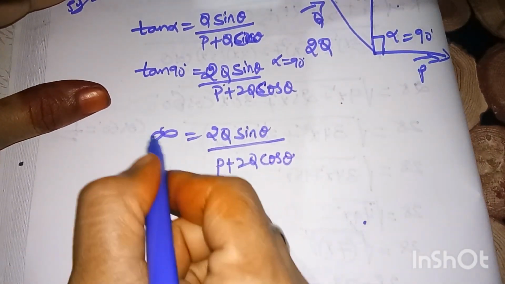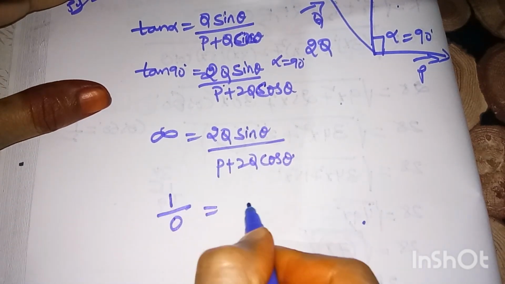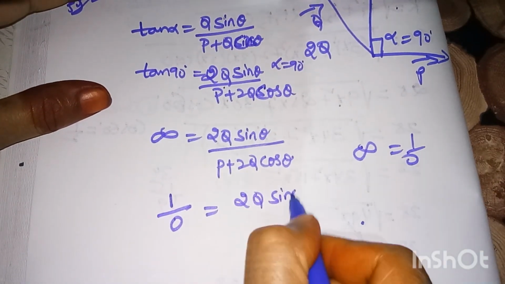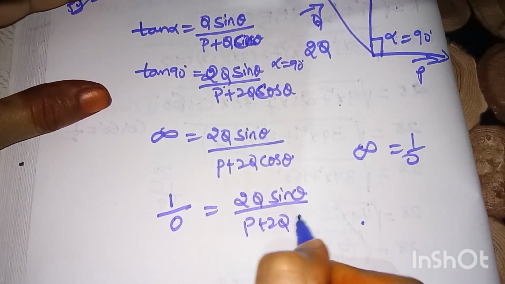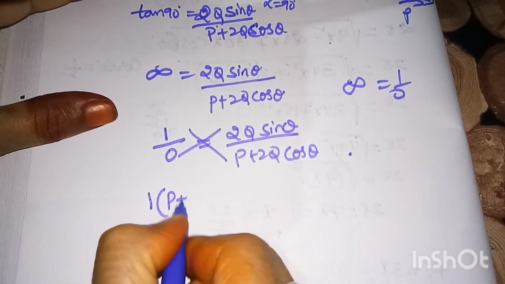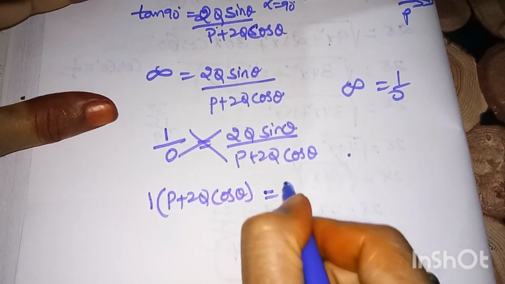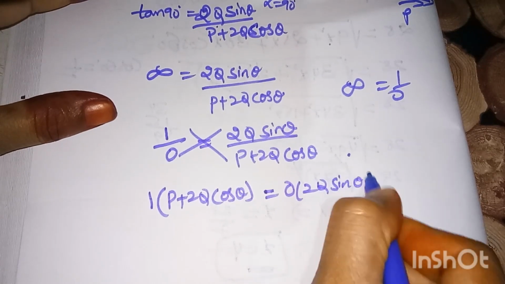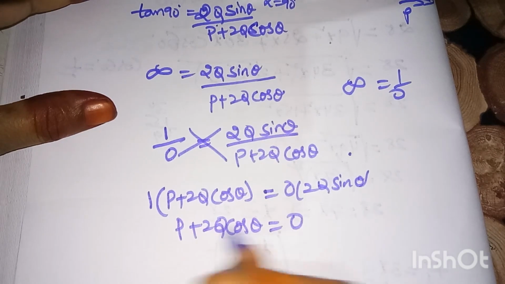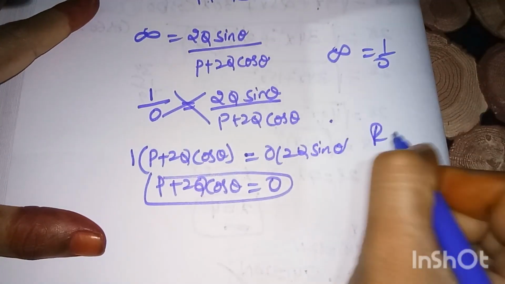Infinity can be written as 1 by 0, since 1 by 0 is infinity. So 1 by 0 equals 2q sin theta by p plus 2q cos theta. Making cross multiplication, 1 into p plus 2q cos theta is equal to 0 into 2q sin theta. So p plus 2q cos theta is equal to 0. Now they say to find r. R is equal to what?